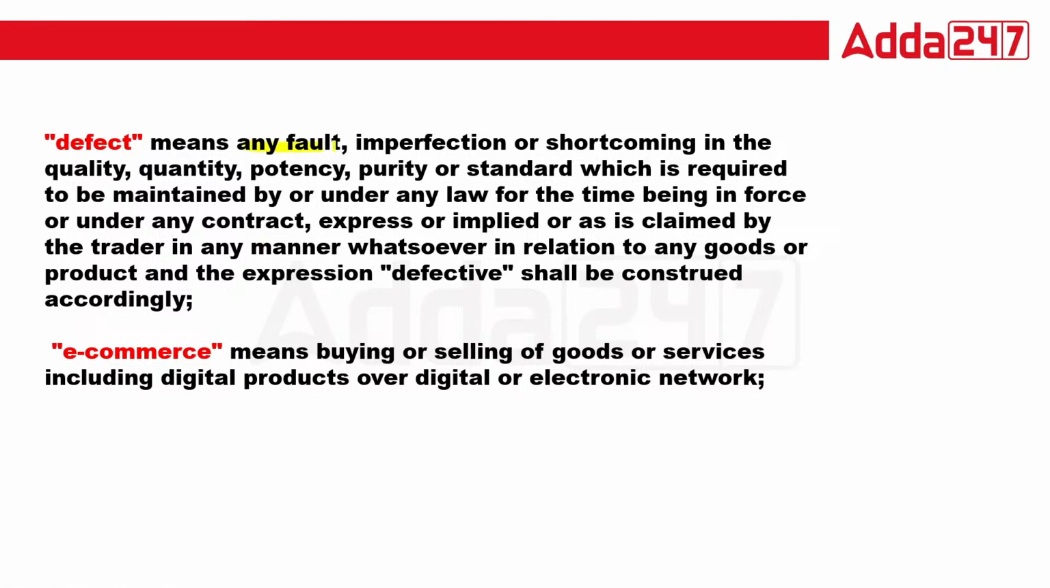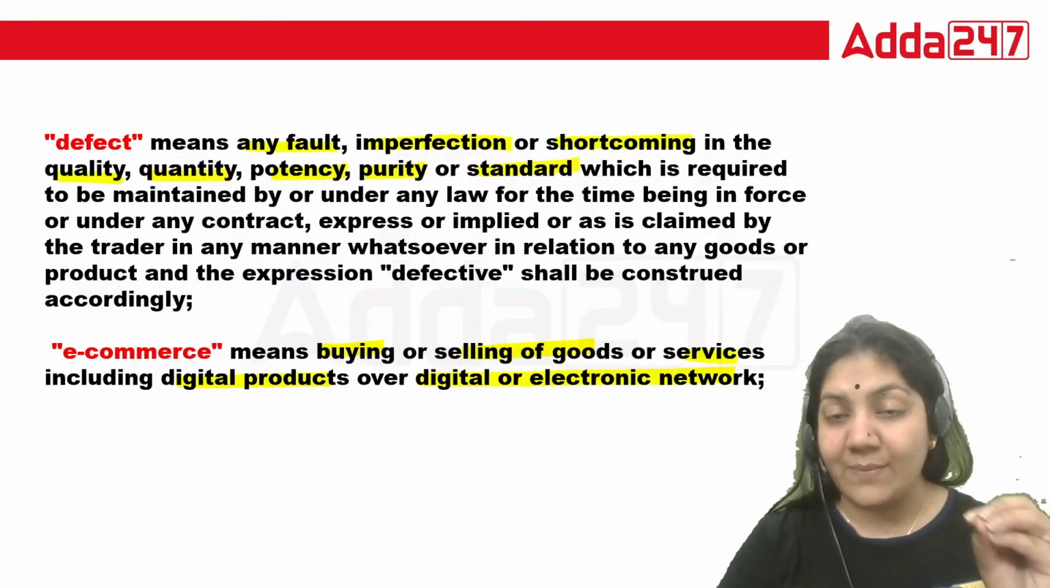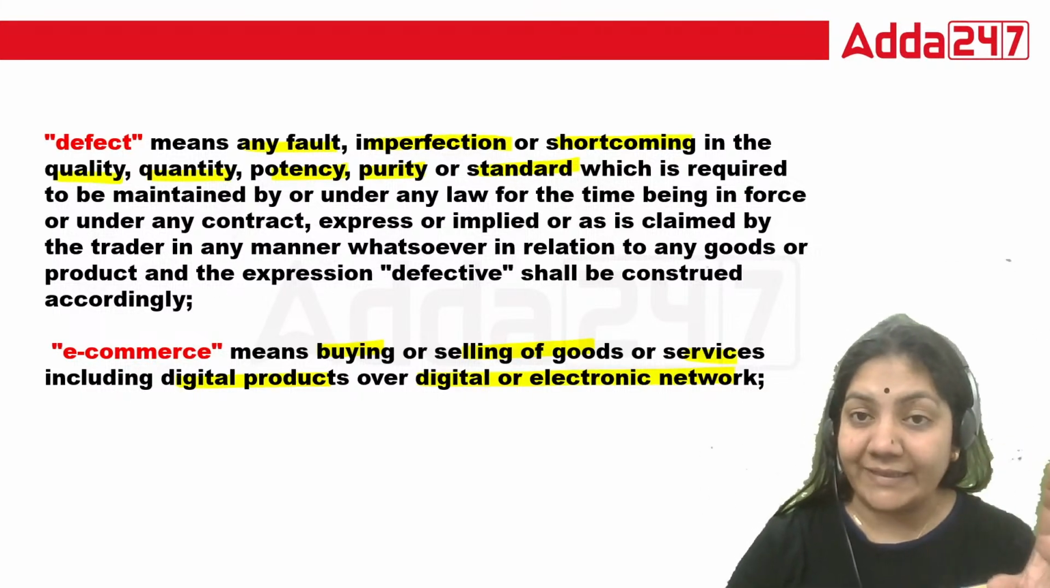Okay, then defect. So what is defect, class? Defect means any fault, imperfection, shortcoming in the quality, quantity, potency, purity, standard which is required to be maintained by the law for the time being in force. And what is e-commerce? Buying and selling of the goods and services including digital products over digital or electronic network. That is called e-commerce. But that is not so much important. So guys, whatever the terms which are important, I'm just highlighting those words.